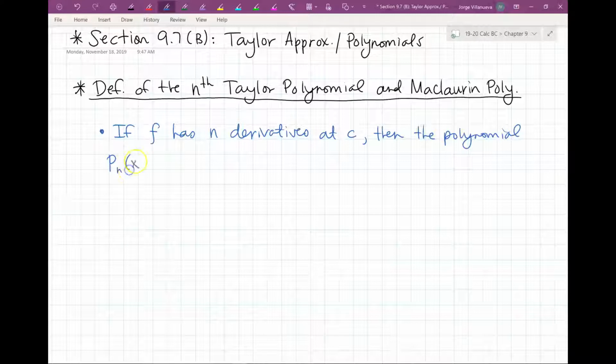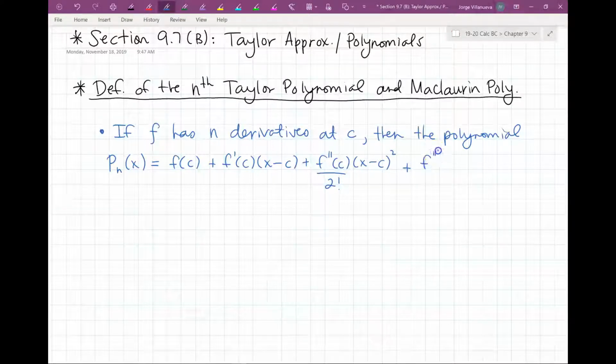p sub n of x, which would be equal to f of c plus f prime of c times x minus c plus f double prime of c times x minus c squared. And this would be a 2 factorial here. Now this is going to be kind of long. I'm doing this on purpose so you guys can see the pattern, okay?